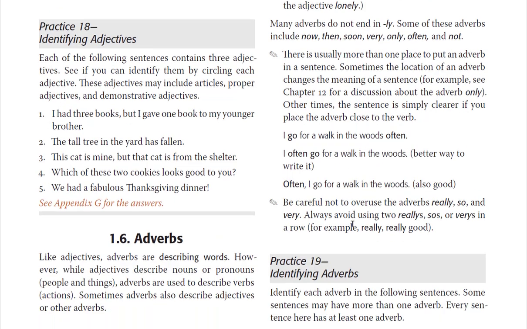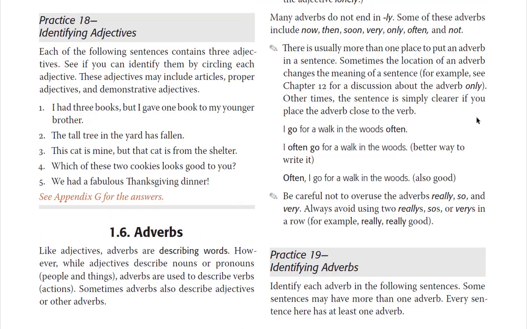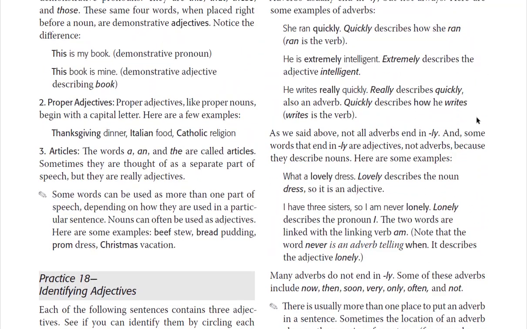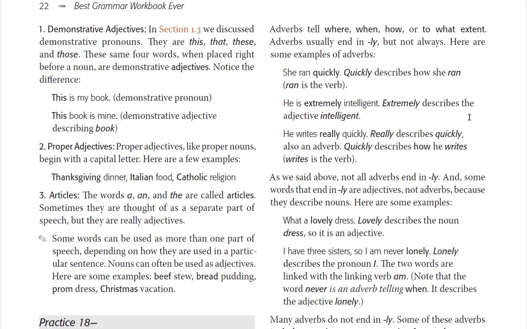Adverbs. Adverbs are describing words. However, while adjectives describe nouns or pronouns, people and things, adverbs are used to describe verbs as actions. Sometimes adverbs also describe adjectives or other adverbs. And usually when a word ends in ly, that is usually an adverb. So quickly, she ran quickly. Quickly is an adverb that modifies ran.